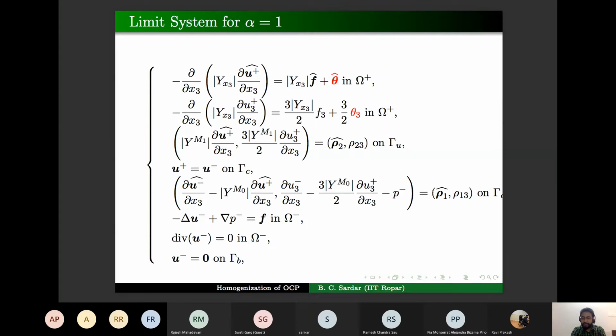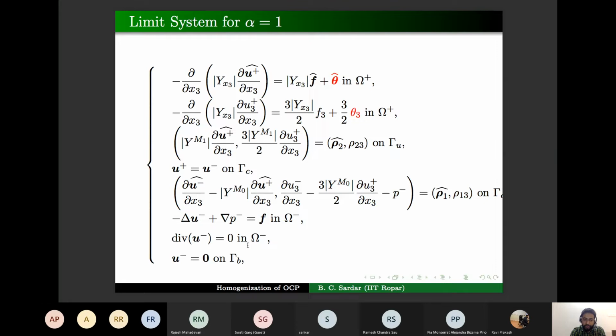So alpha equal to 1 is the critical case. Though the control is applied on the oscillating part of the boundary, in the limiting process we obtain it in the upper part, in the top part of the boundary, as well as in the interface, and the control is distributed throughout the boundary in that upper part.